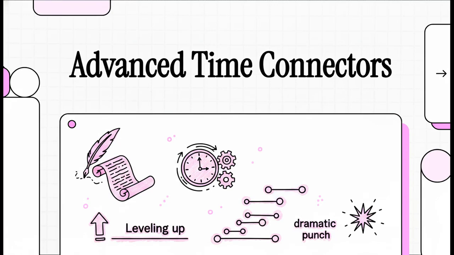In today's explainer, we're focusing on how to completely level up our formal writing and storytelling by mastering advanced time connectors. Look, if you've ever lost points on an essay because it lacked a certain dramatic punch, or if you're trying to nail that really high-level academic tone, well, you are absolutely in the right place. We're going to take the tools you already know and give them a serious upgrade.